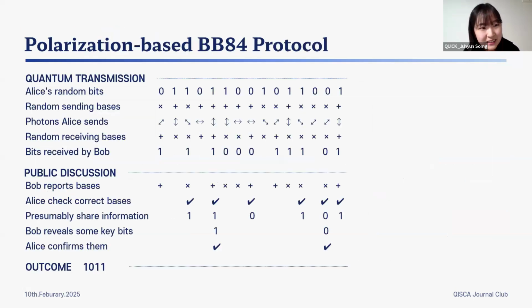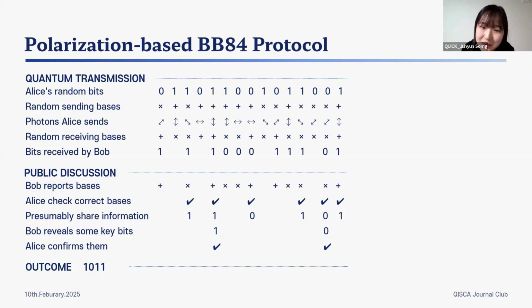fun topics as well. Now let's go over how the BB84 protocol works using this example. BB84 is based on the idea that quantum states cannot be measured without disturbing them. It uses two bases, the rectilinear basis and the diagonal basis, where each photon carries a bit of information. So when we first look at the quantum transmission, Alice first generates random bits, which she wants to send to Bob. She then randomly chooses a basis for encoding each bit and sends the corresponding photon.